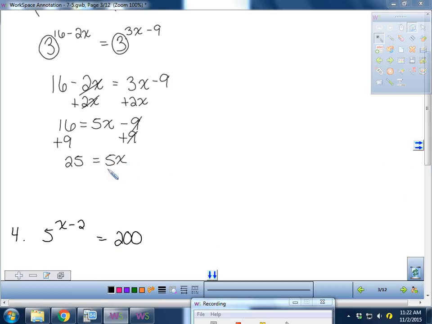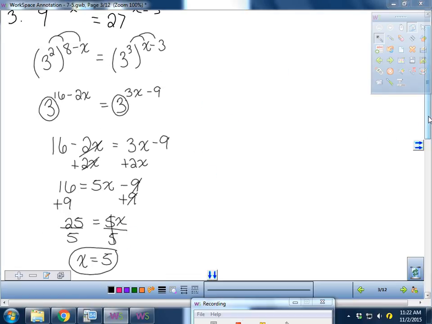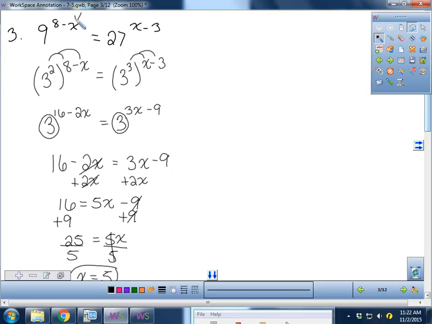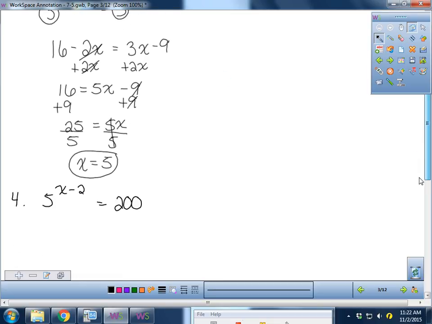And then I have to divide by 5. So I get that x is equal to 5. And I'm not going to take the time to do it right now, but again, I would check. So I would take and plug 5 in for this x, and I would plug 5 in for this x, and I would see if that equals on the same side. All right, and it will.